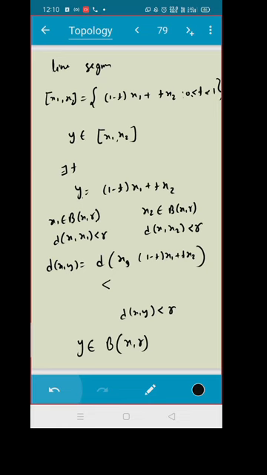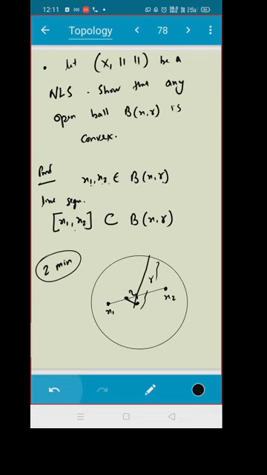Main thing is some property with this. Sir, 2r, sir. Can you take back, sir? Yes, it will be 2r only, I think, because the diameter is 2r. So if we take 2 points at a very end.